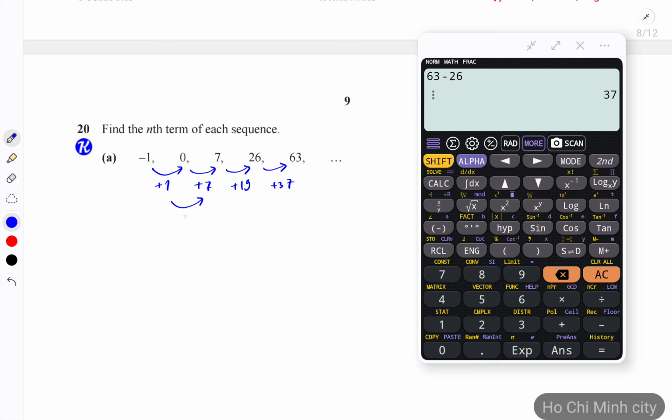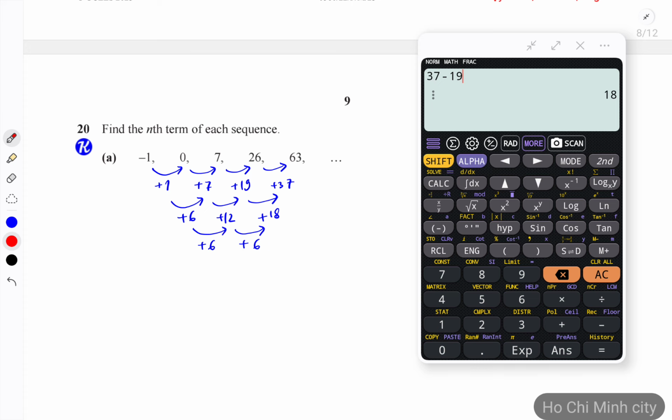From 1 to 7 is plus 6, plus 12, and plus 37 minus 19. And up to this point, we didn't have any common difference, so we have to repeat this step one more time. So 6 to 12 is plus 6, plus 6. This time we already have the common difference, which is the number 6.